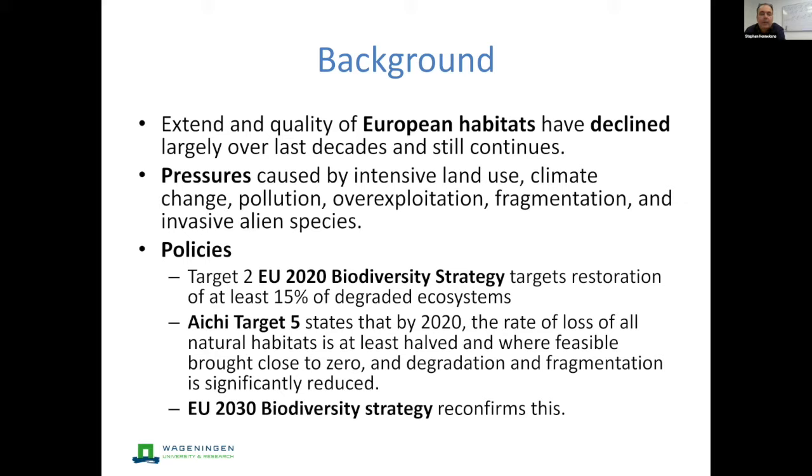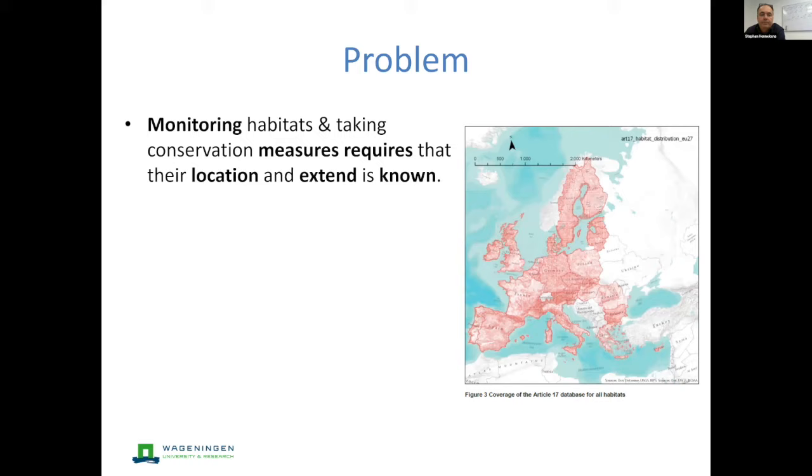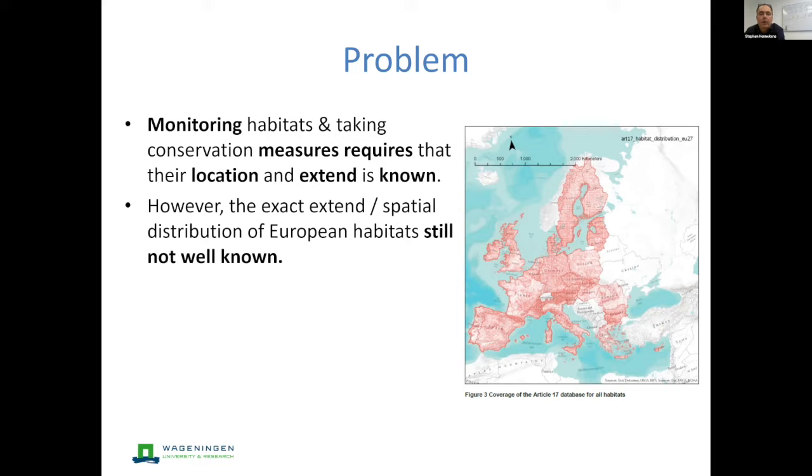And so in the EU 2030 biodiversity strategy, it's all reconfirmed. But the problem is, of course, that monitoring habitats and taking conservation measures requires that the location and the extent of all European habitats is known. And one of the problems is that the exact extent and spatial distribution of European habitats is still not well known. So a lot of actions still have to be taken.